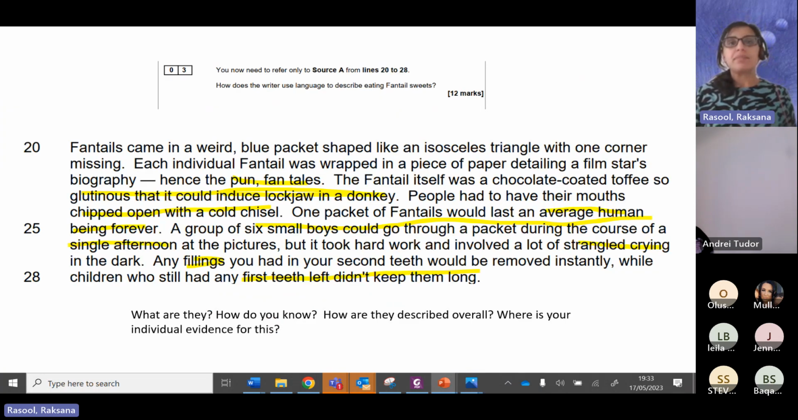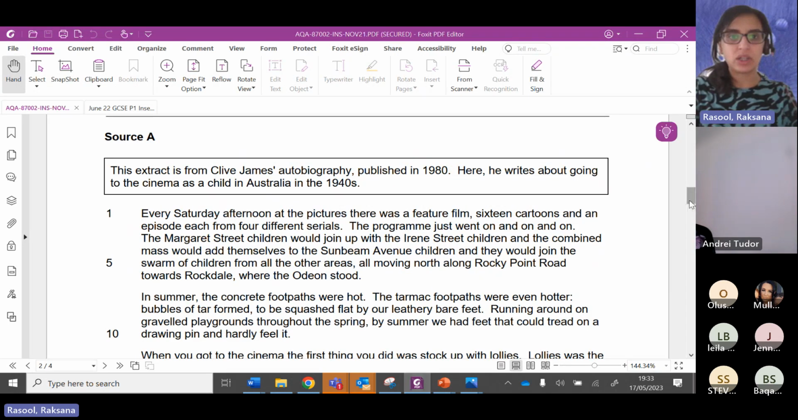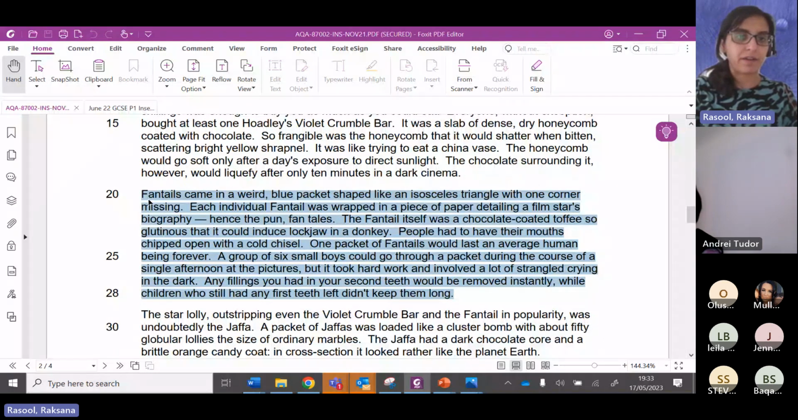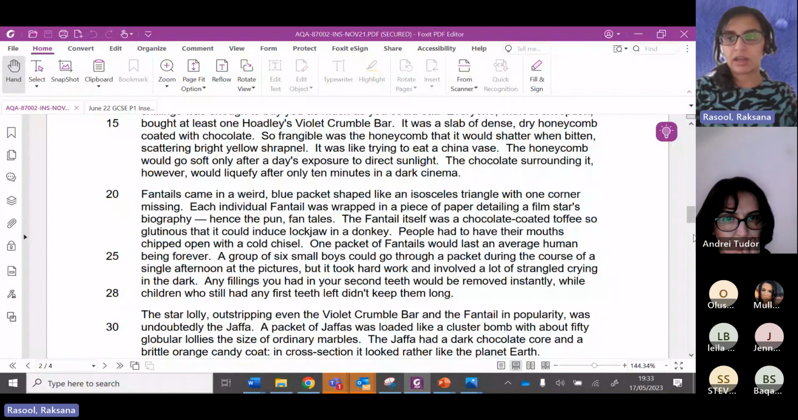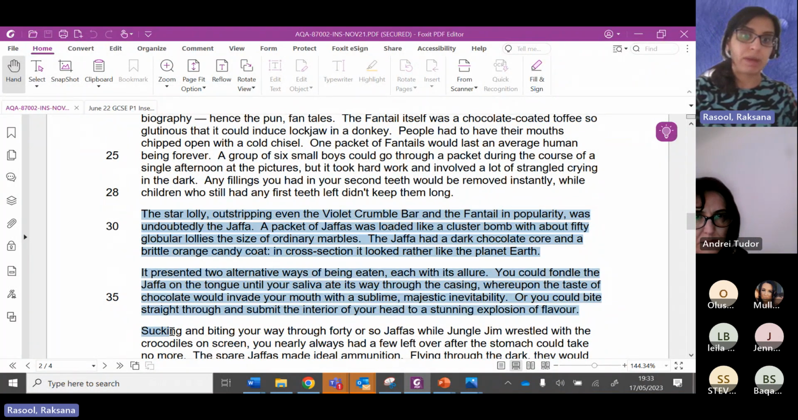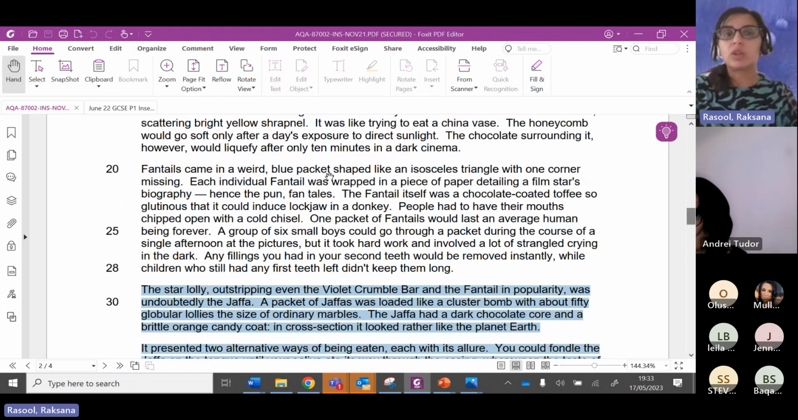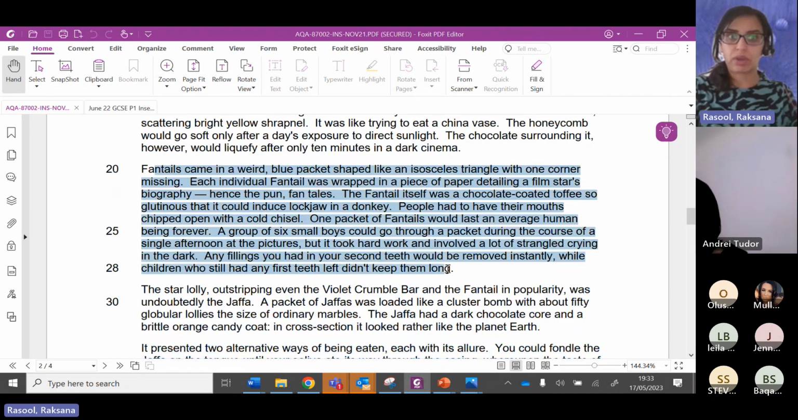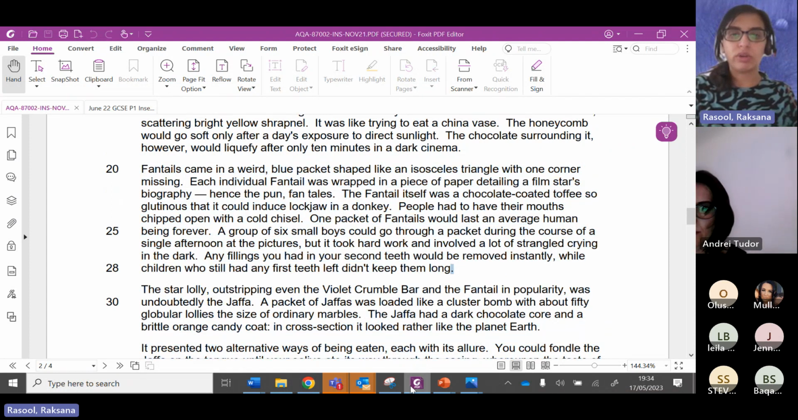Okay. Question 3 then is a language question, and it will tell you need to refer only to source A. Check straight away when you start your exam if question 1 and question 3 are both on source A, and if they are, do them together. It's lines 20 to 28, this bit about the fantail. Not the peak of the description, which is about the star lolly, the star sweet, which is the Jaffa, and it's got like three paragraphs describing the Jaffa. What they want to talk about is the fantail, lines 20 to 28.